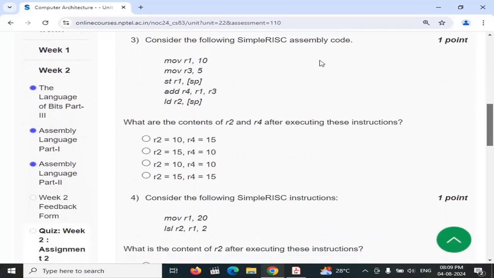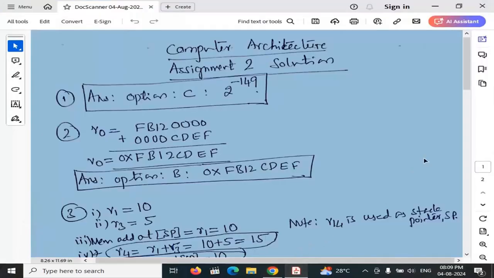Third one. Consider the following simple RISC assembly code. First is move R1, move R3, and then store the content of R1 to a memory address, then add the content of R1 and R3, which will be stored in R4, and load the content of memory to R2. We'll see the solution.